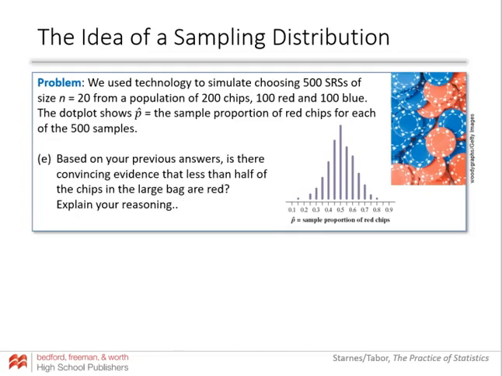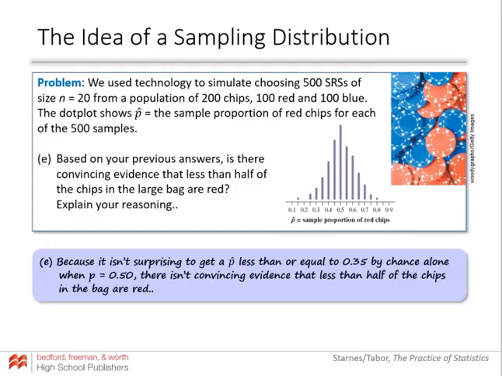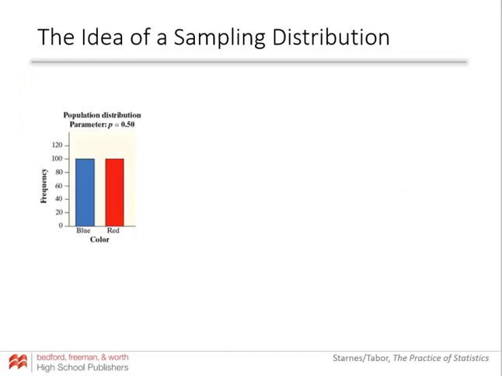All right, so do we have convincing evidence? We had some evidence because we had a sample of 20 that was way less than 50%, but do we have convincing evidence? And the answer would be no, because 0.35 or lower happens by chance a lot when the proportion is 0.5. All right, we got to make sure that we are being precise with our vocabulary, so we need to look at a couple things.